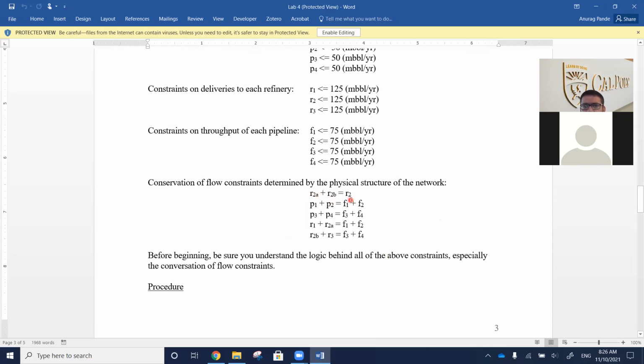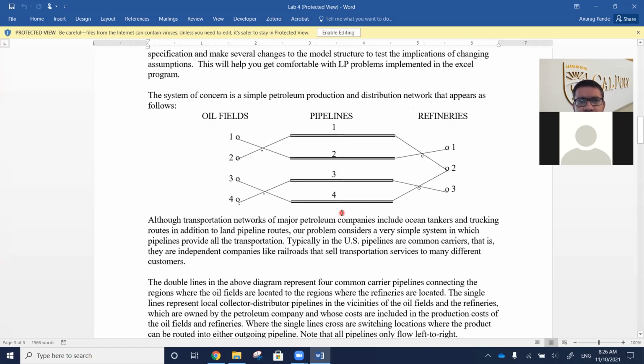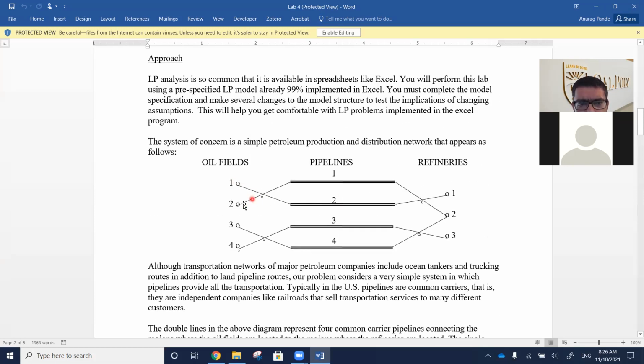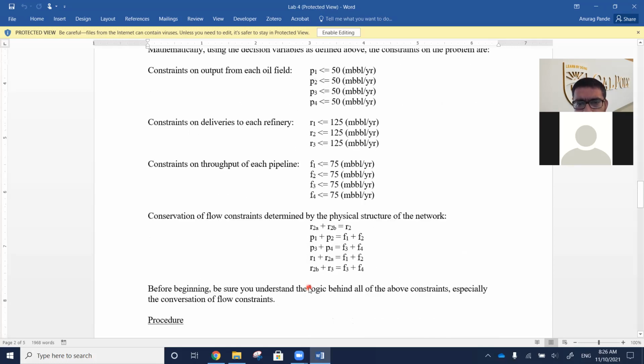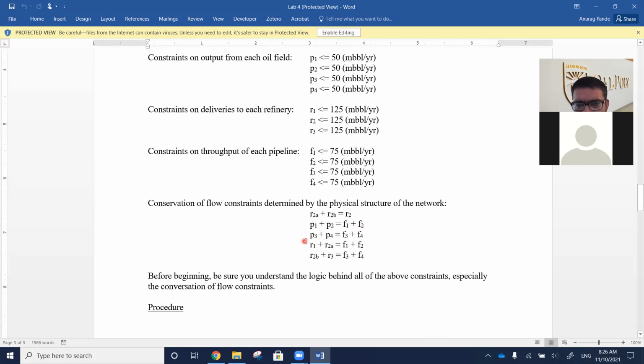That's your constraint. And then obviously P1 plus P2 equals F1 plus F2. You can see that here because P1 plus P2 have to add up to F1 plus F2. P3 plus P4 has to add up to F3 plus F4. So those are your two conservation of flow constraints. Okay, so these are these two constraints.